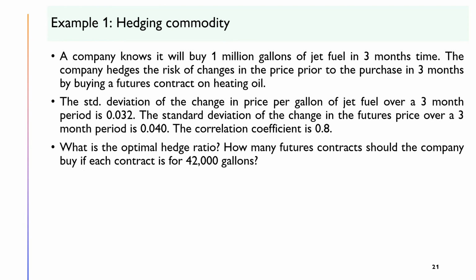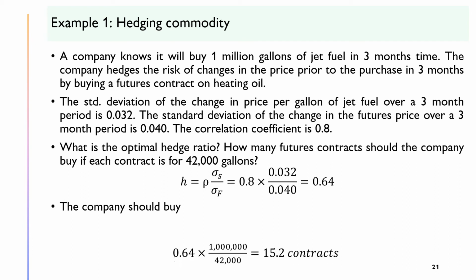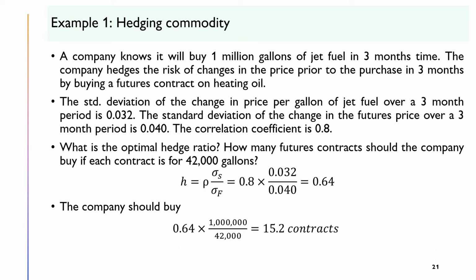In the example, the standard deviations of spot price and futures price over a 3-month period are given. The correlation coefficient is also given. First, we need to calculate the optimal hedge ratio using the equation for hedge, as shown in the slide. Next, we can calculate the number of futures contracts to buy by multiplying the optimal hedge ratio with the positions hedged and dividing by the futures contract size. 15 futures contracts are required.